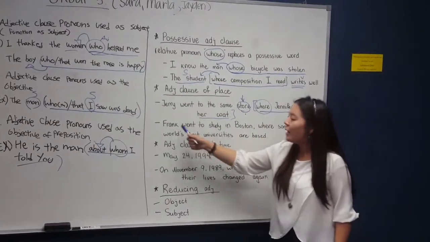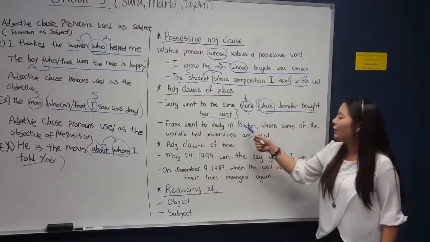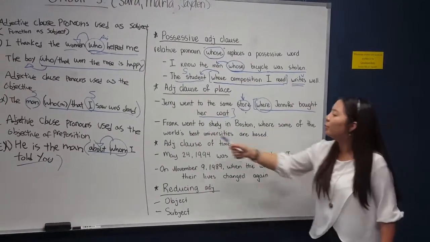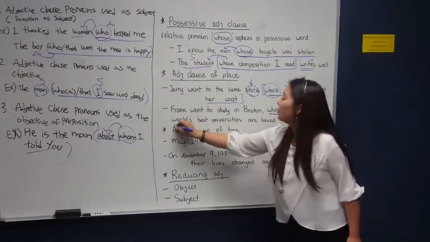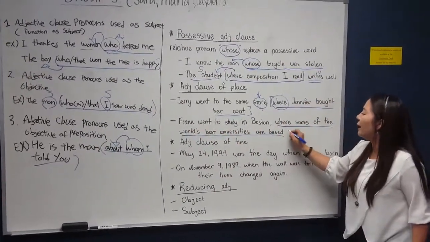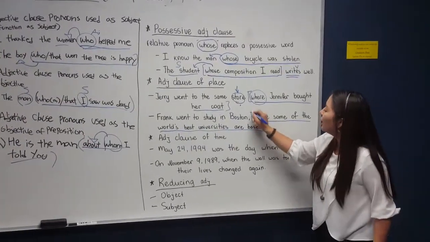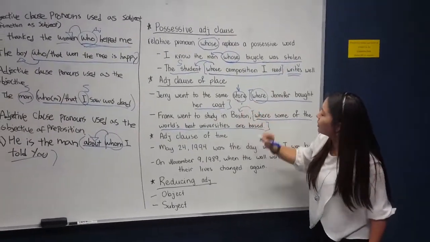And the second sentence: "Frank went to study in Boston, where some of the world's best universities are based." "Where some of the world's best universities are based" is the dependent clause relating to Boston.